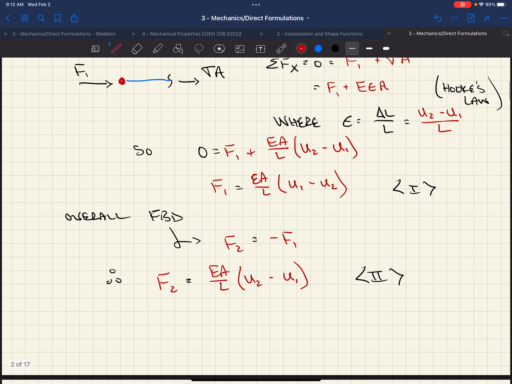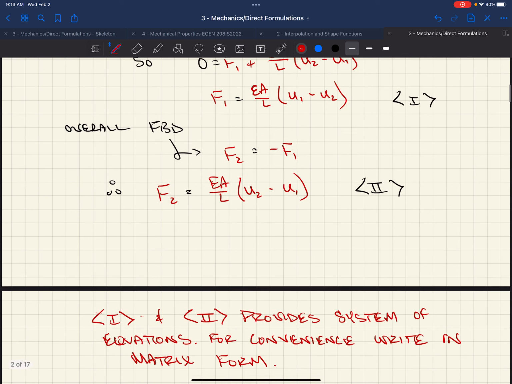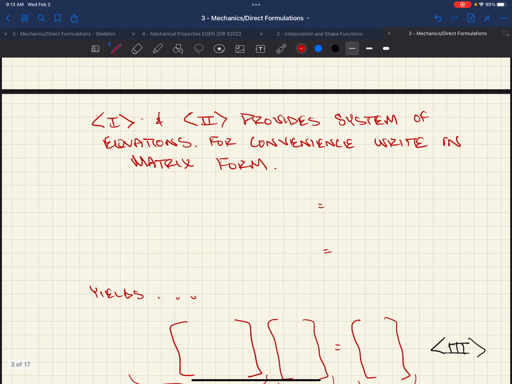So these two equations, 1 and 2, really provide a system of equations with respect to forces, material properties, geometric properties of our element, and deformations. We can rewrite this for convenience in matrix form, and I'll rewrite these equations first. So we have AE over L, U1 minus U2 equals F1. And we have AE over L, U2 minus U1 equals F2.